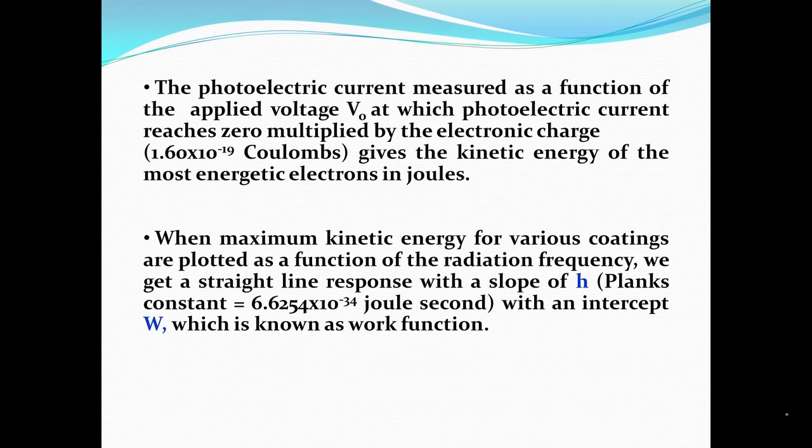So, when maximum kinetic energy for various coatings is plotted as a function of the radiation frequency, we get a straight line, and the slope is Planck's constant, that is 6.6254 into 10 raised to minus 34 joule seconds, with an intercept W, and this W is known as the work function. This work function is a characteristic of every alkali metal, or every metal for that matter. Until the work function is reached, the electrons will not be ejected from the cathode.